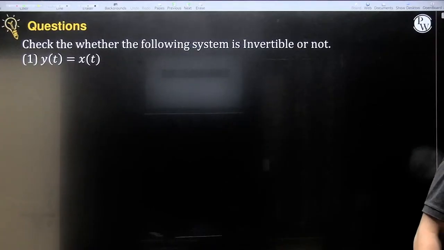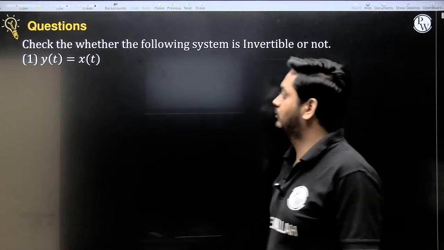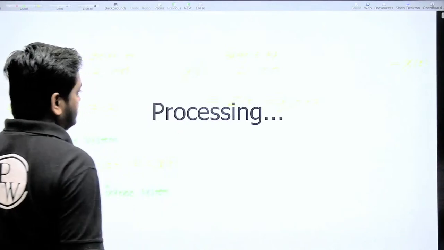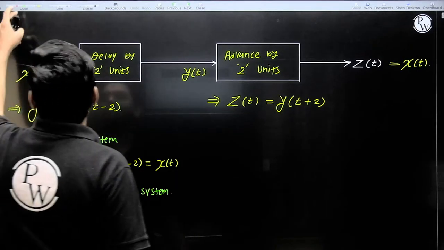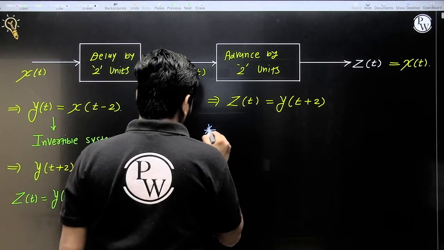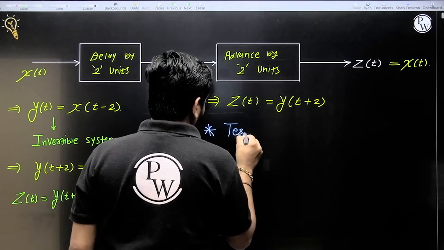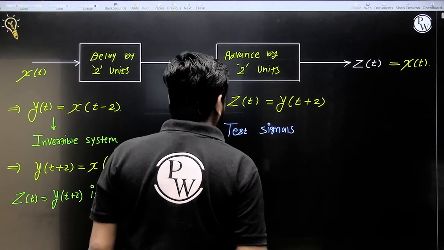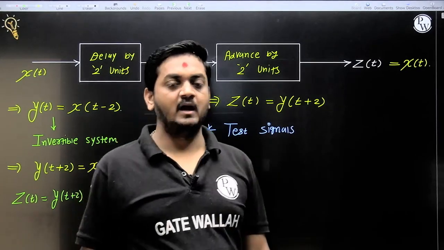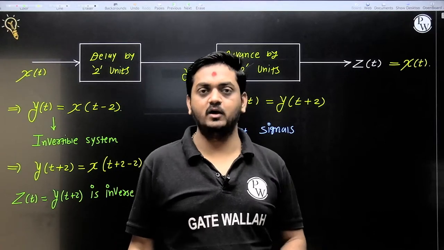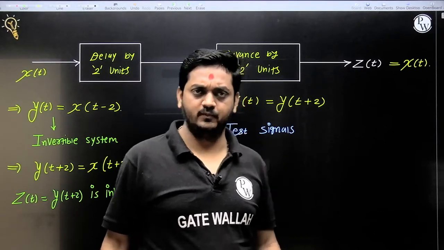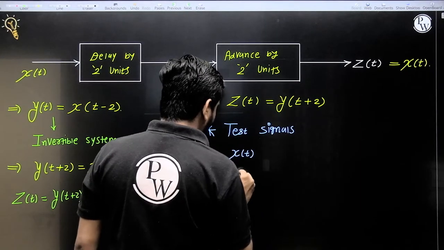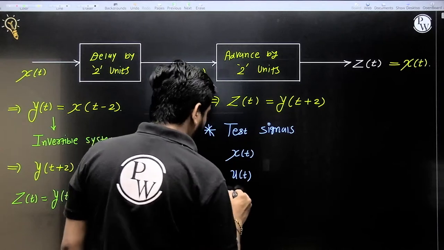Now next, take one more question. Y of t equal to x of t. Tell me, what are the different test signals we can use to check whether the given system is invertible or not? Here it is not necessary to take a bounded input. You can take unbounded also, no issue. It is x of t, then you can take u of t, one positive input, negative input.